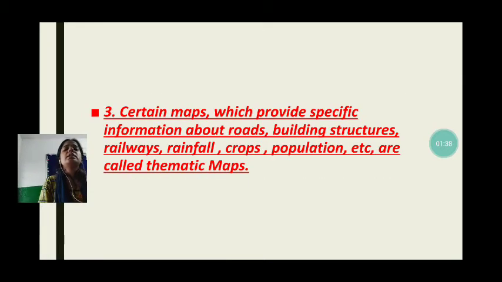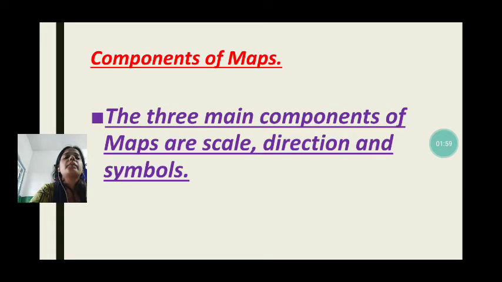Number 3, we will see here thematic map. Thematic maps are those maps which provide specific information about crops, rainfall, vegetation, building structure, population are called thematic maps. So these are three types of map.